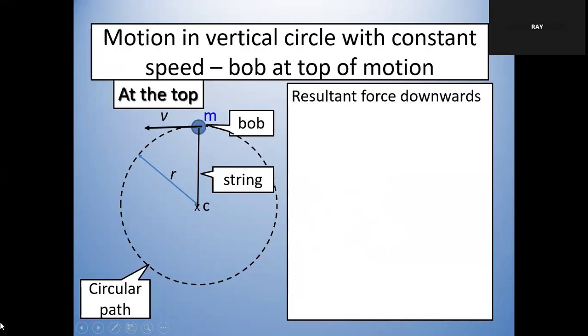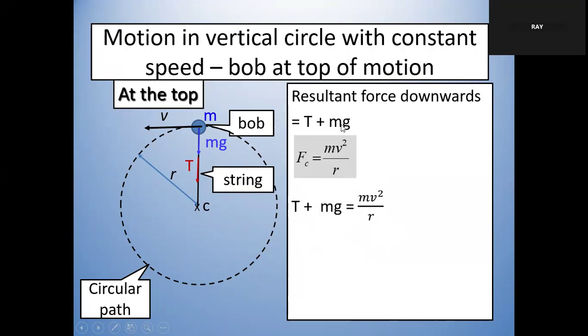Okay, let's look at the top there. Resultant force is downwards, the same. Resultant force still downwards, right? But what are the forces acting? Mg acting downwards. Tension is also acting downwards. The resultant force is T plus mg. Applying, that's the resultant force.